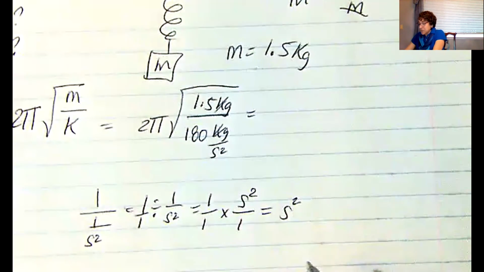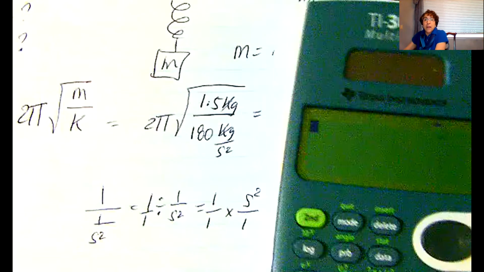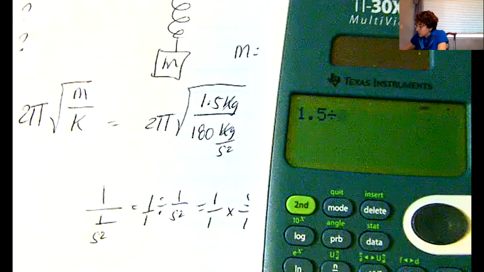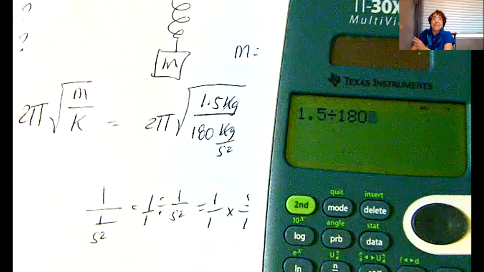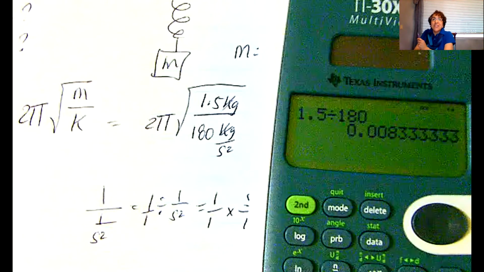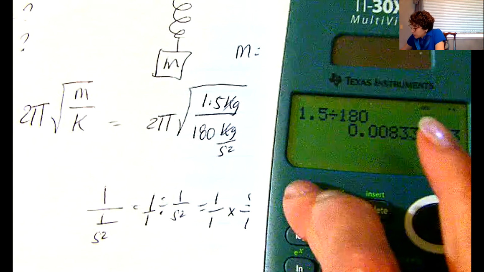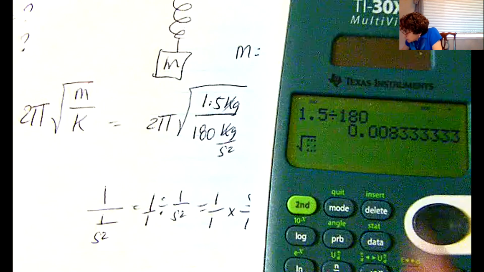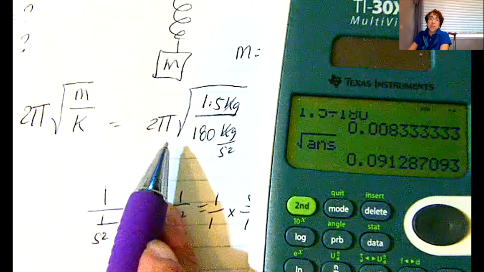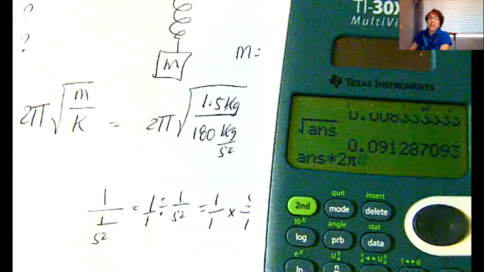Okay, so let's use our calculator now. All right, here we go. I'm going to say 1.5 divided by 180. I'll make sure it is equal to, there we go. We have that number there. So I want now to take the square root. I did the inside, now I need to square root that. So I square root the answer. There we go. All right, there's my square root. Now I need to multiply it by 2 times pi. So I say 2 times pi. There we go.